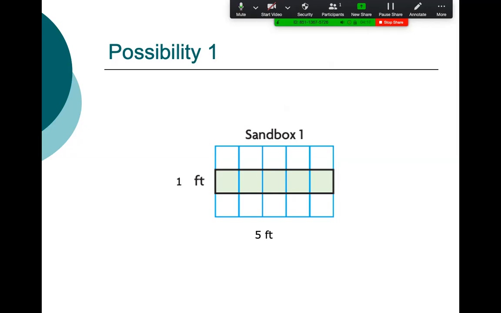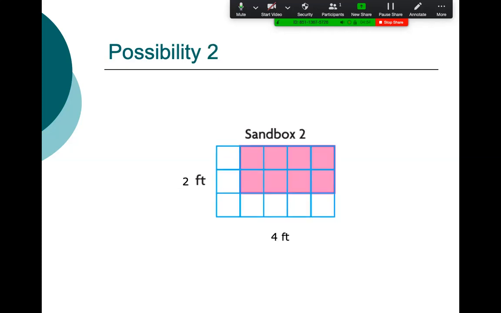So this is sandbox 1. The width would be made up of 1 foot and the length 5 feet. Could it be considered correct? Yes, it is correct so far. Why? Because if we add up the length of all sides, 5 plus 5, that would be 10. 1 plus 1, 2. 10 plus 2 is 12. So yes, I'm meeting the required criteria. This sandbox has a perimeter of 12 feet.